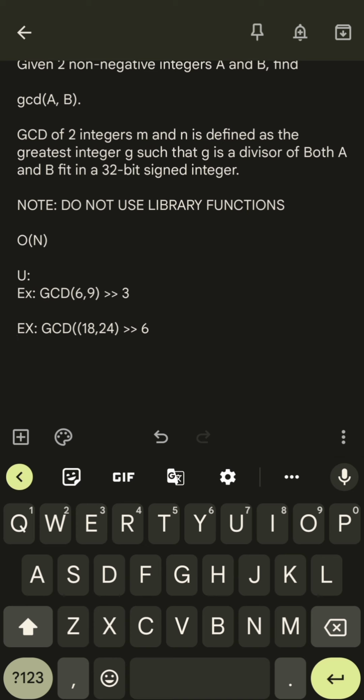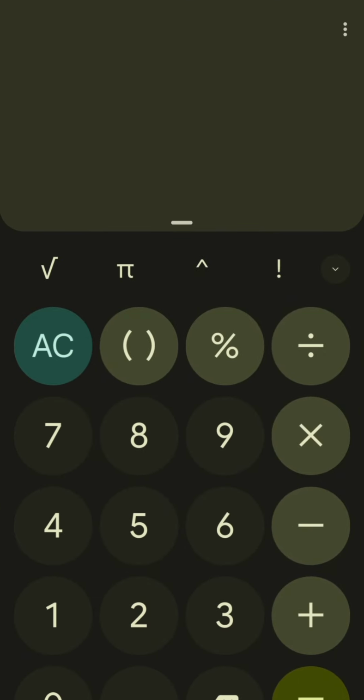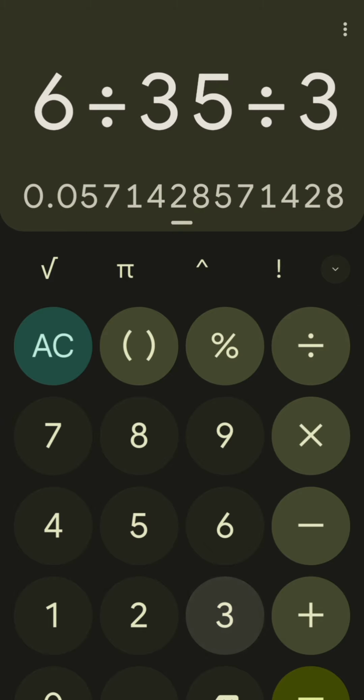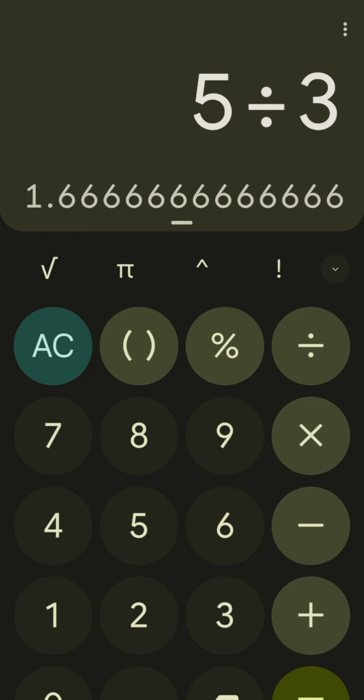Starting with 6 and 9, 6 divided by 3 is 2. We have a whole number. If it was anything like, say, 5 divided by 3, notice that it's not a whole number. It's more of a floating number, or a double. So we can look at it, we could constantly divide it.